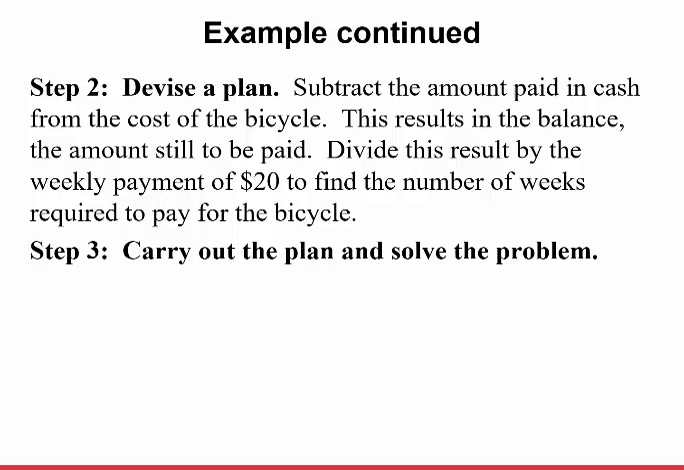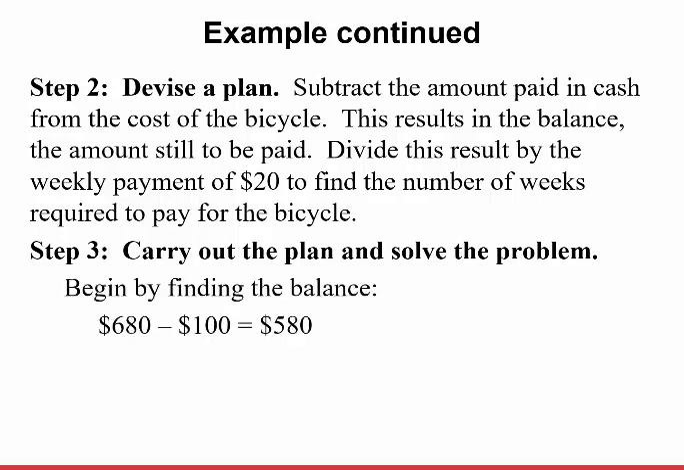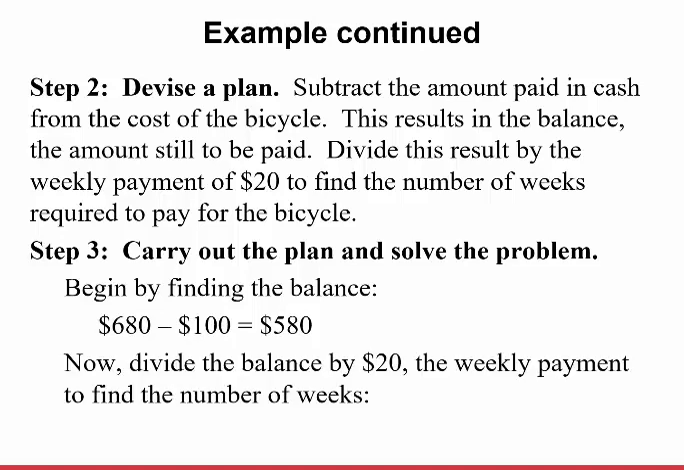So let's carry out the plan and solve the problem. Let's find the balance. After I subtract the $100 paid, I still owe $580. Now to figure out how long it's going to take me to pay it off, divide this balance, the $580, by the $20 I'm going to spend, to find the number of weeks. So 580 divided by 20, it's going to take me 29 weeks to pay this bike off. Seems like a long time, more than half a year.